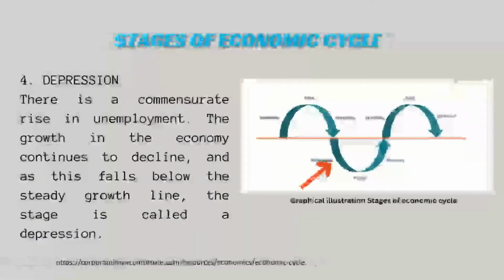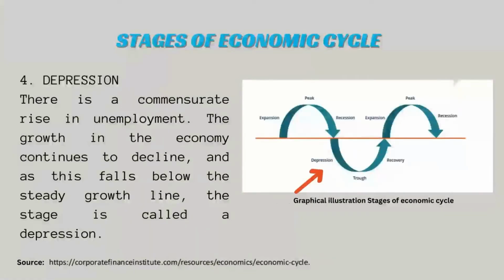Number four, depression. There is a commensurate rise in unemployment. The growth in the economy continues to decline, and it falls below the steady growth line. This stage is called a depression.